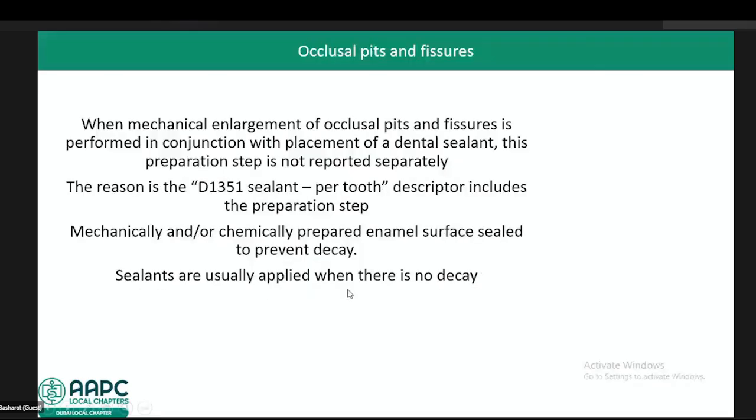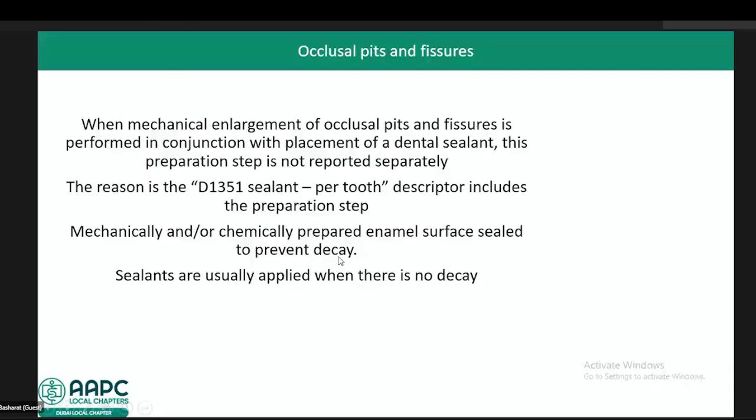When mechanical enlargement of occlusal pit and fissure is performed in conjunction with the placement of dental sealants, this preparation step is not reported separately. The reason is D1351, sealant per tooth, describes the preparation step, mechanically or chemically prepared enamel surface sealed to prevent decay. Sealants are usually applied when there is no decay.